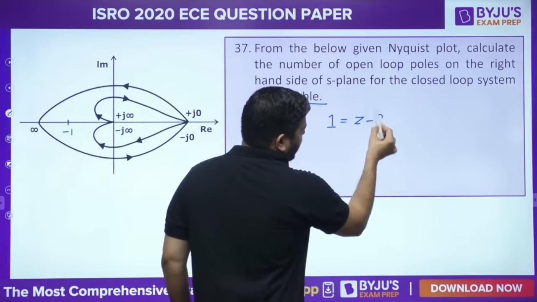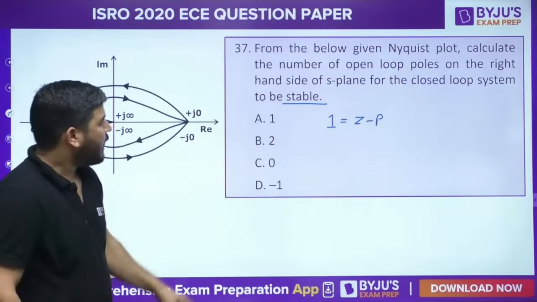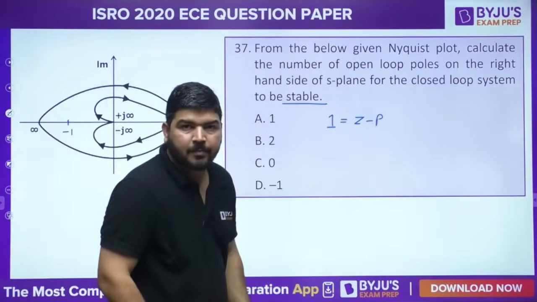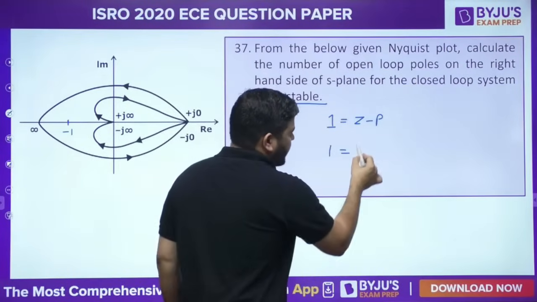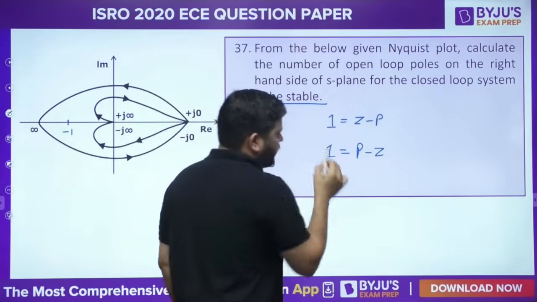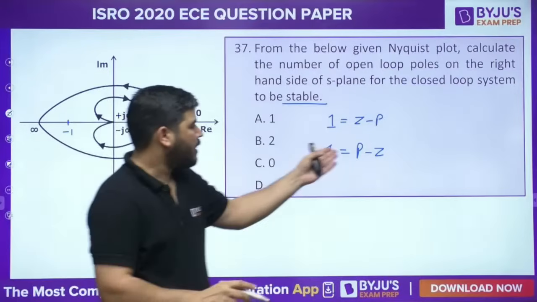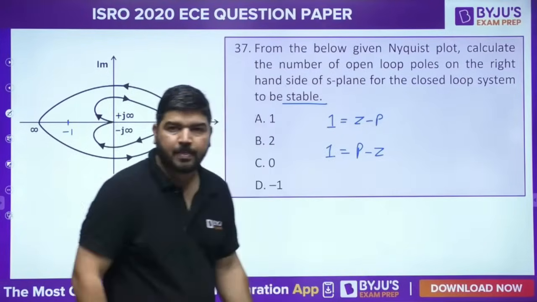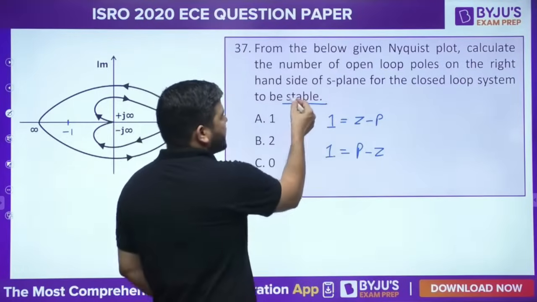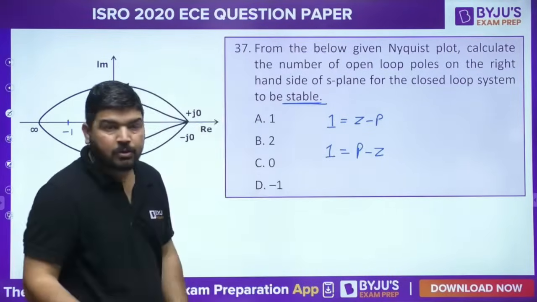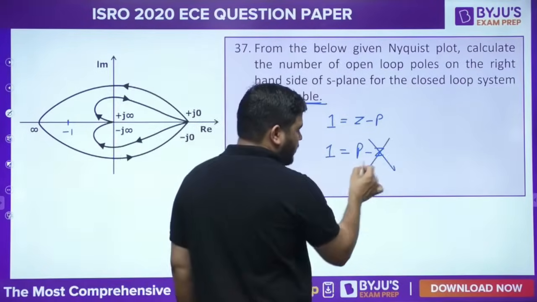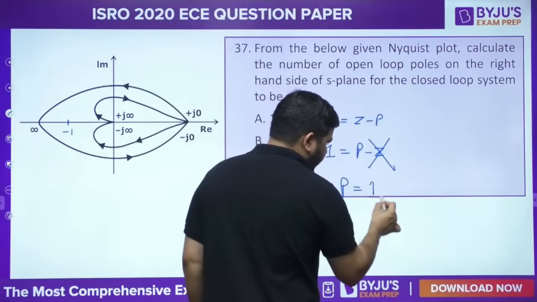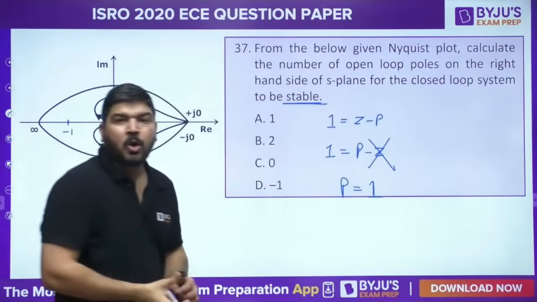There is Z minus P or P minus Z, whatever. It is given that the system is stable. You can write 1 as P minus Z or Z minus P. We don't know the direction of the S plane contour, so better you write it like this or this. Now we know that the closed loop system is stable. If the closed loop system is stable, Z has to be 0. So P is 1.